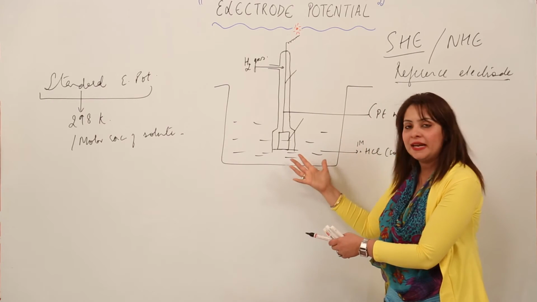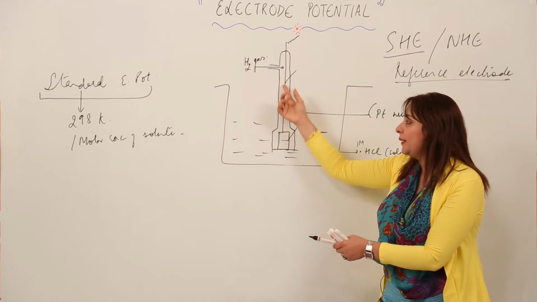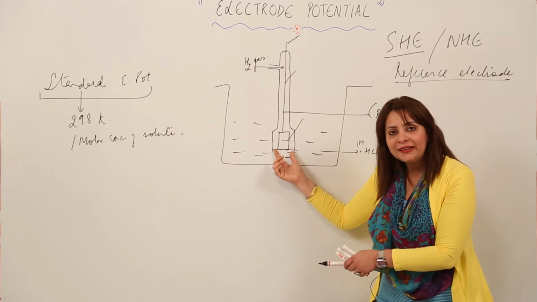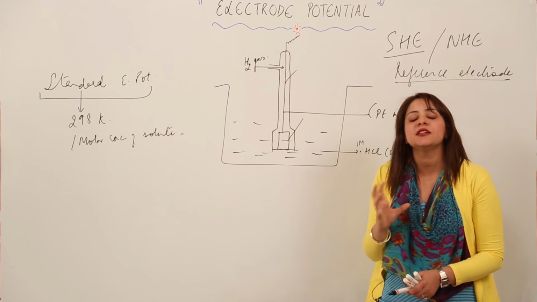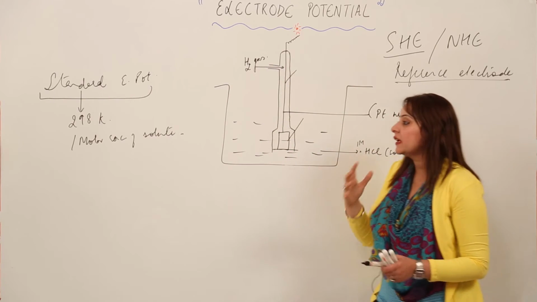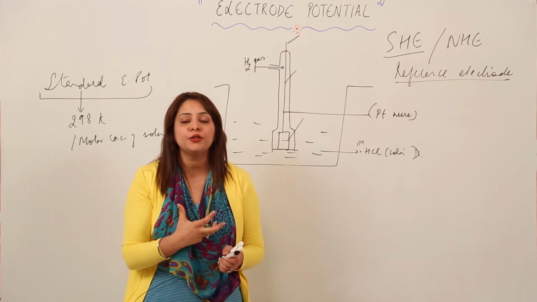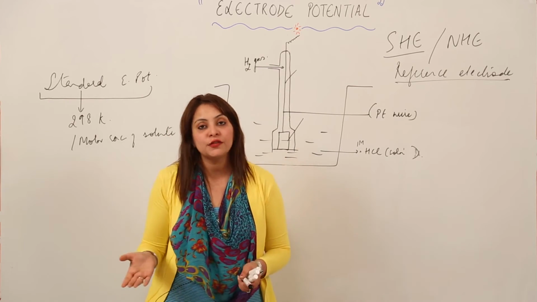Again, a beaker, 1 molar HCl solution, a platinum wire, and it can be a copper wire also, right. A platinum foil attached, and the hydrogen gas is just bubbled through it. Now, what information is it going to give us, or what changes is it going to show when it is connected to any kind of cell, right.